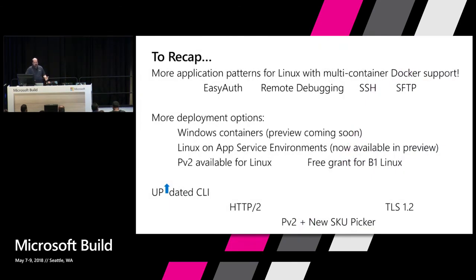Just to recap everything we saw here over the last hour or so, we've done a lot of improvements and additions around app patterns and functionality for Linux. So you saw Jenny demoing easy authentication, so you can do that AAD and OAuth authentication with your Linux apps on our service just as easily as you could do it with our Windows apps. You saw remote debugging is now available for Node.js, and we will continue to expand that support in the coming weeks and months. You can bring your own SSH clients, which is really cool. That wasn't something you could do before. And similarly, we can also do the SSH variation of FTP.